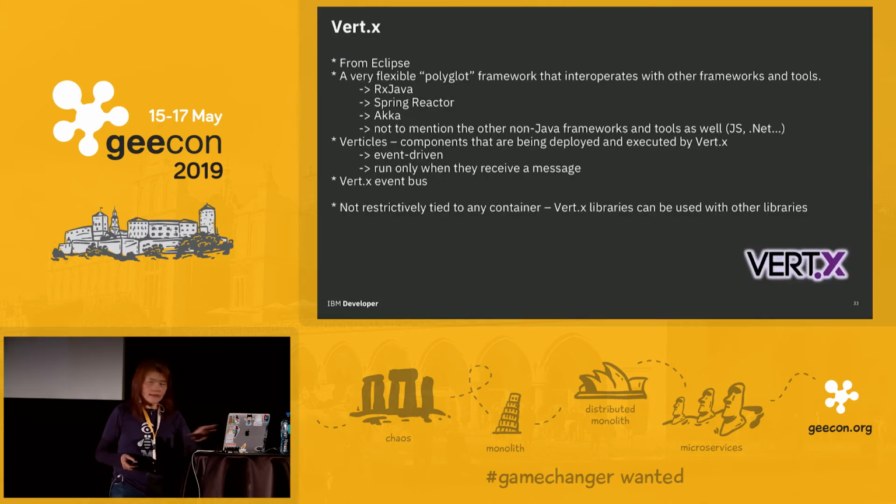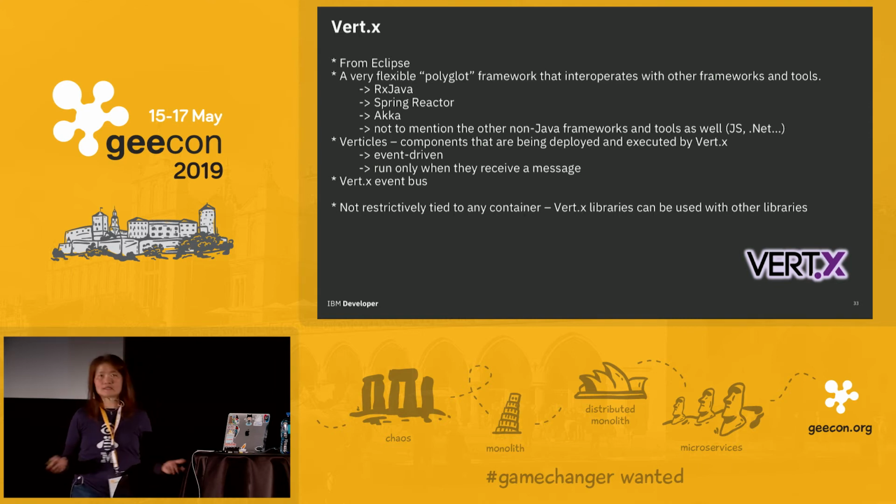Okay, I don't have as much time left, so I'll go into talking about Vert.x. Vert.x comes from Eclipse, and it's a very flexible polyglot framework that interoperates with other libraries, tools and frameworks too. In other words, you can have Vert.x, and you can call a JavaScript library calling Ruby. That's all possible too. So that's a very flexible framework. It's also the newest set of libraries among all four.